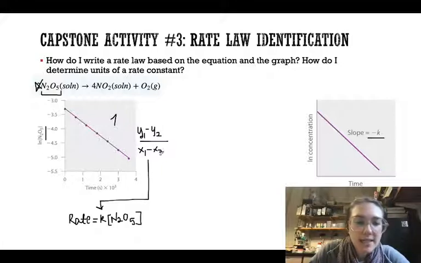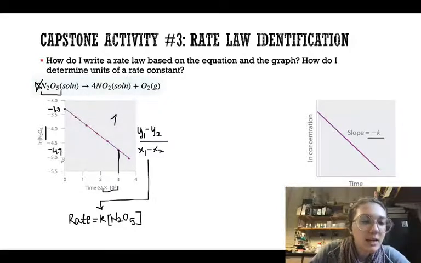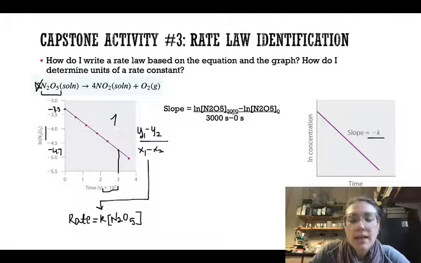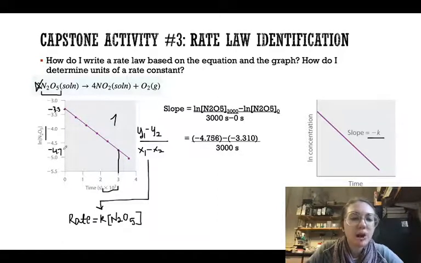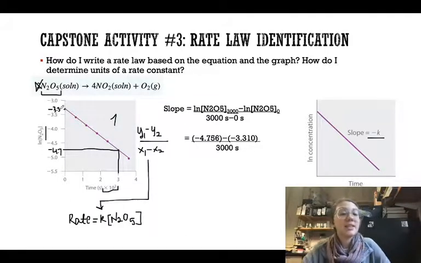And so I decided to take this at 3,000 seconds, because this is seconds times 10 to the third, and 0, because that's a simple one to find. And I see that this is about negative 3.3, and this, when I go over, is about negative 4.7, and that is what the natural log of the concentration equals. So when I'm plugging in these numbers up top, I am only plugging in the numbers from that intercept. I am not taking the natural log of them, because that would be incorrect. These numbers listed here are the natural log of the concentration.